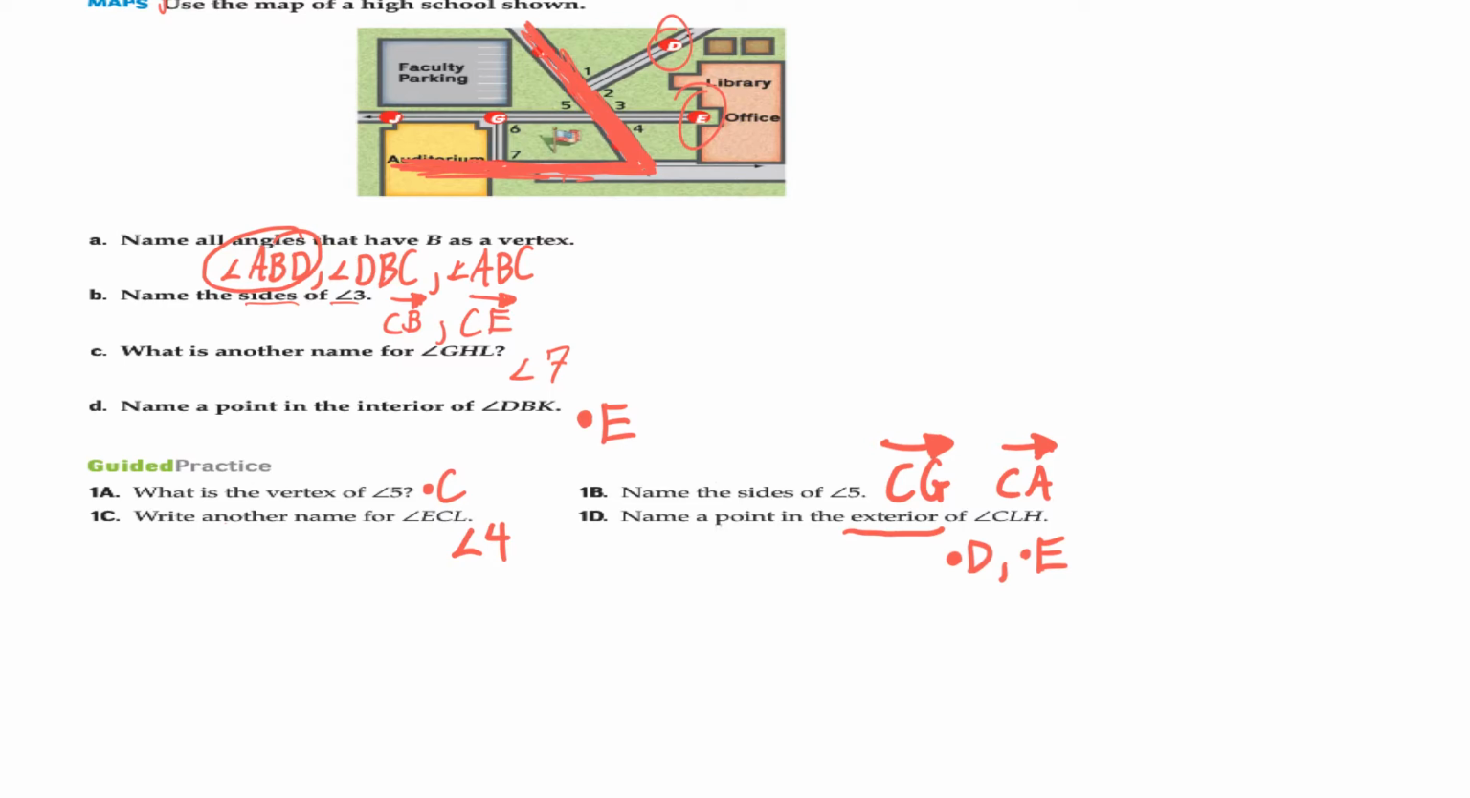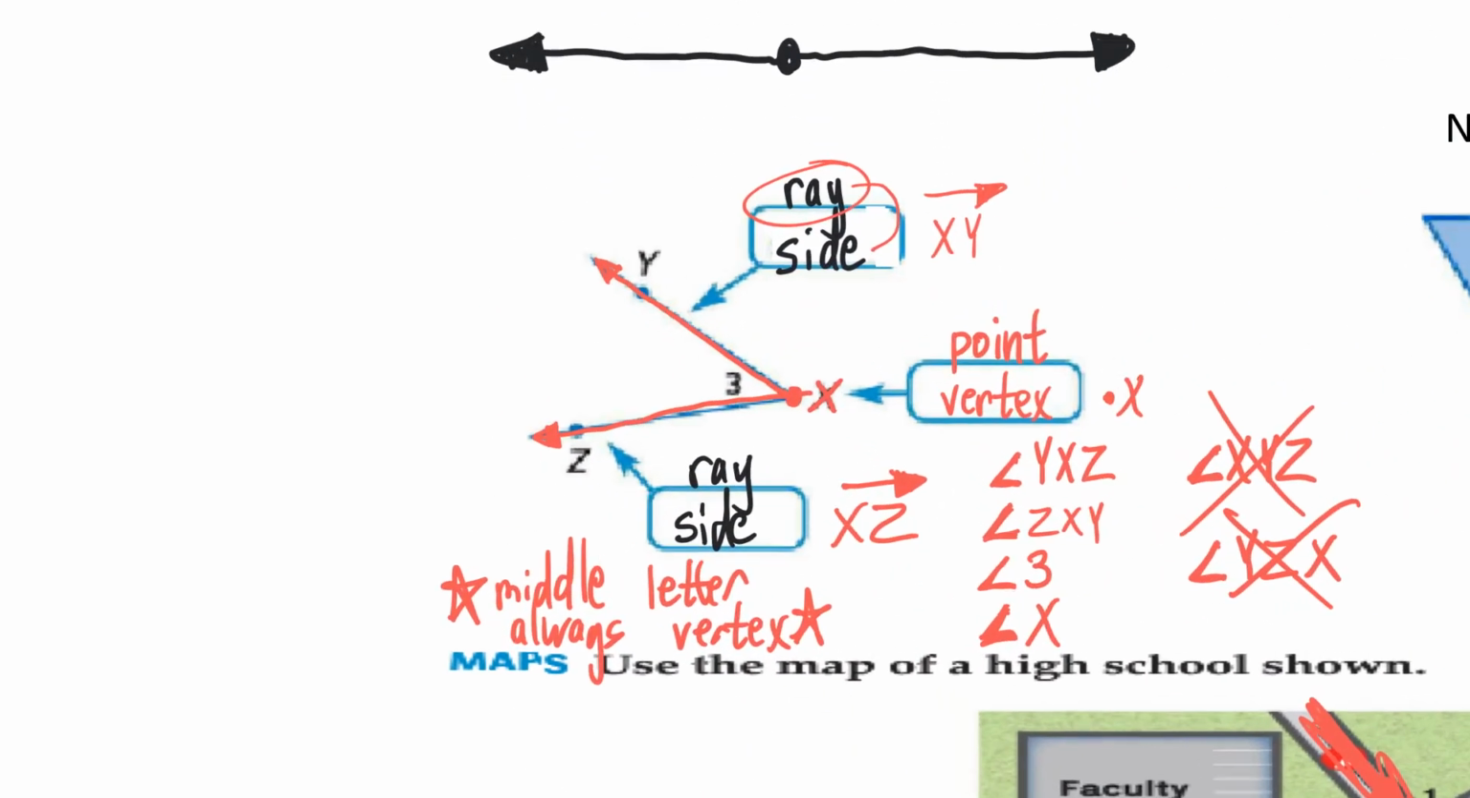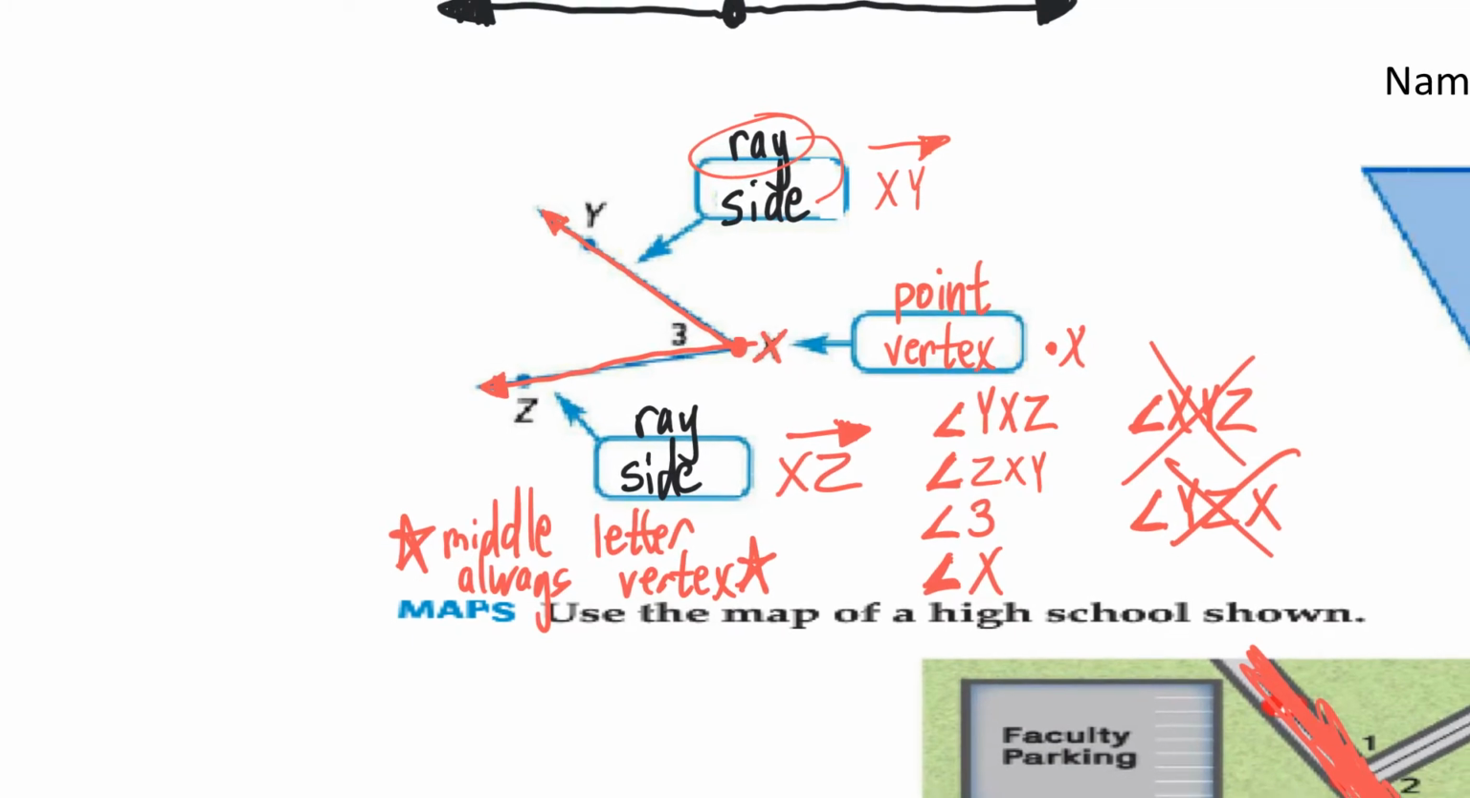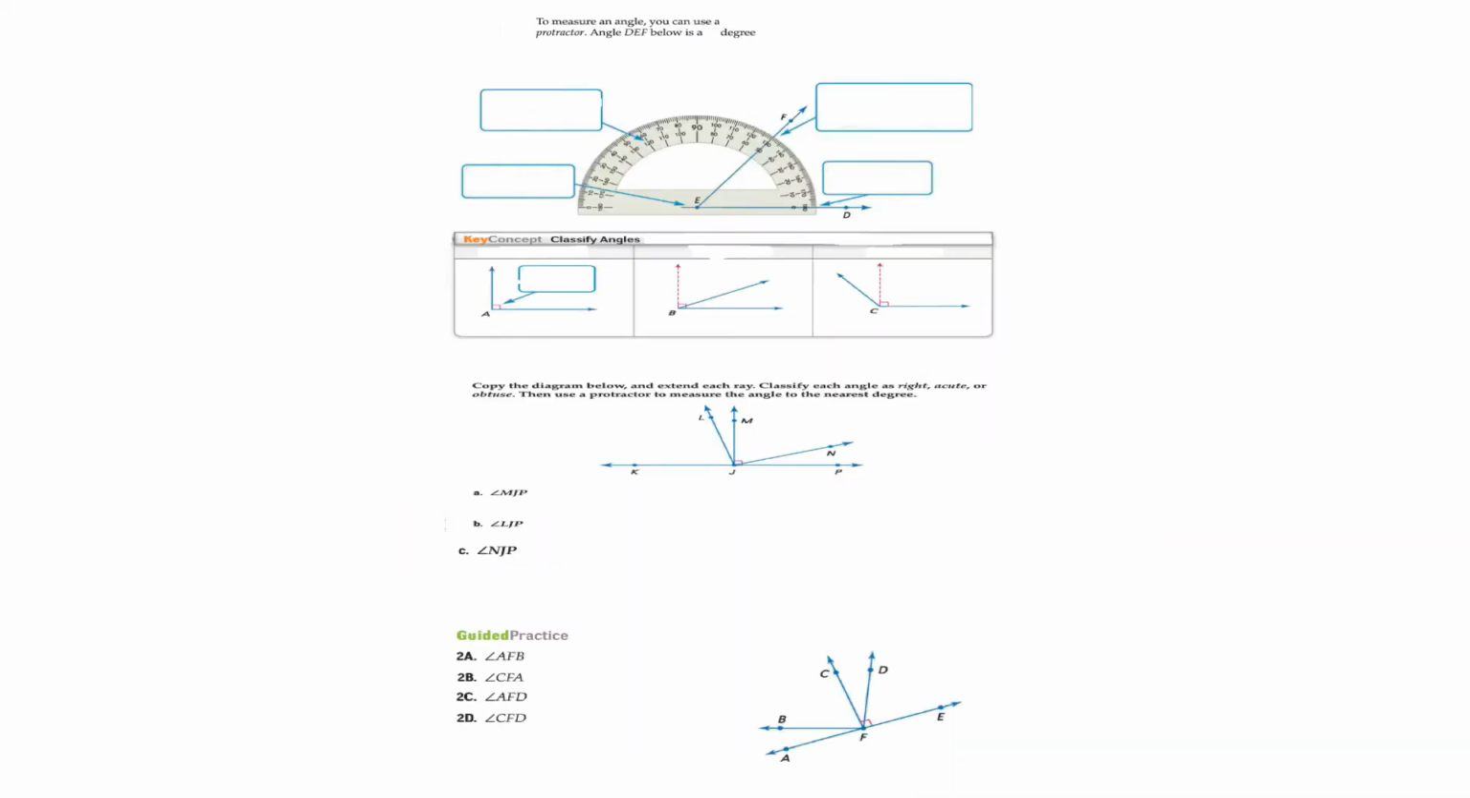All right, on the back. This is different than what we talked about over here, because when you look at this one, how many angles were here? Just one. So whenever I call this angle X, is there any confusion about what I'm talking about? No, I know exactly what you mean if you're talking about angle X.